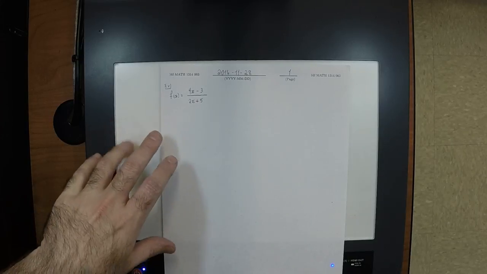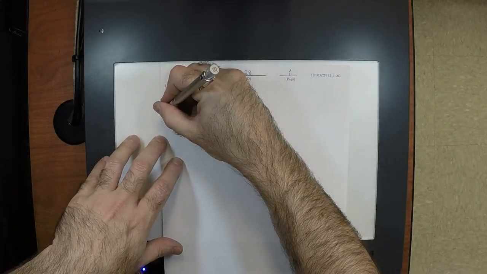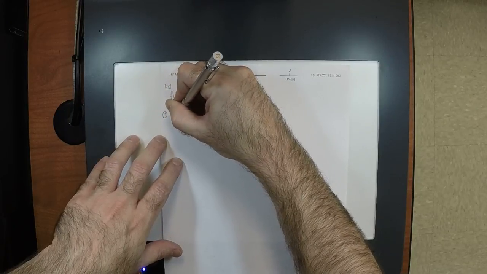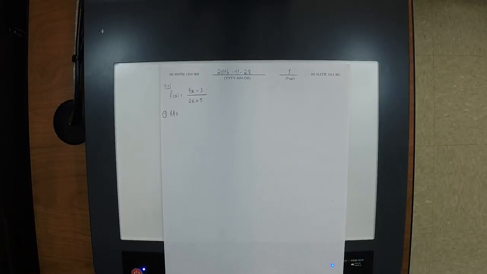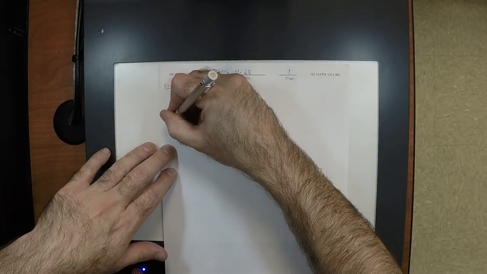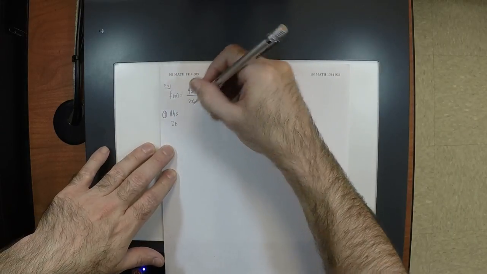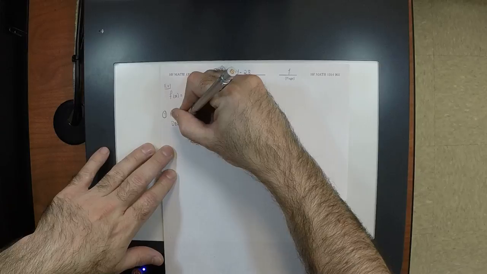Okay, so my first question of you. Does this function have any horizontal asymptotes? It's 4 over 2, which is 2. So in the first place, it's a rational function because it's polynomial divided by polynomial. And it is degree 1.